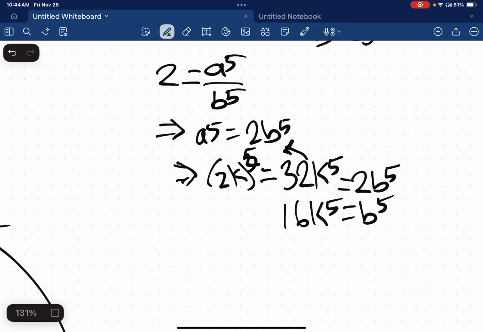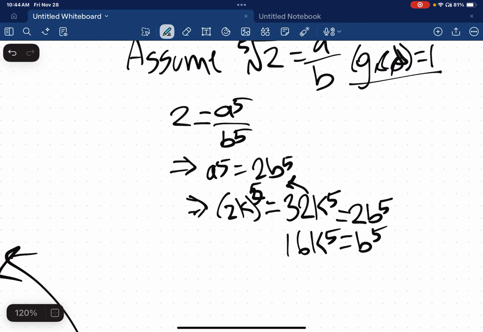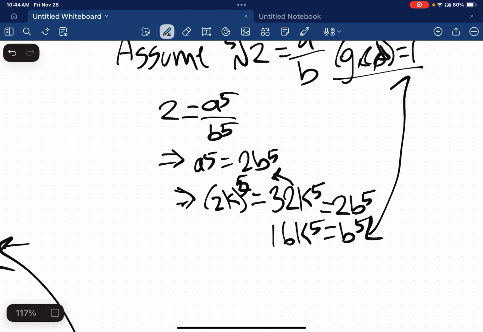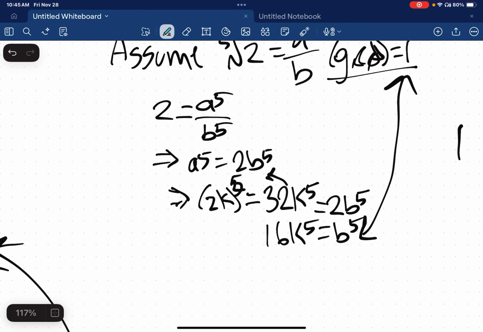However, this ends up contradicting what we said earlier. As we said, the greatest common divisor has to be 1. But here, if we're able to divide both sides by 2, that shows that the greatest common divisor is not in fact 1.